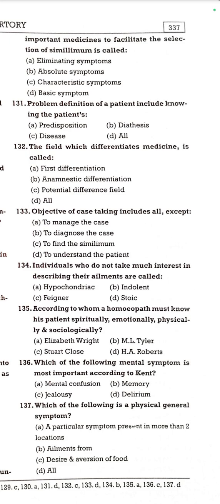135. According to whom a homeopath must know his patient spiritually, emotionally, physically, and socially? The answer is Elizabeth Wright. Which of the following mental symptoms is most important according to Kent? Jealousy. Which of the following is a physical general symptom? A particular symptom present in more than two locations, ailments from, and desires and aversion.